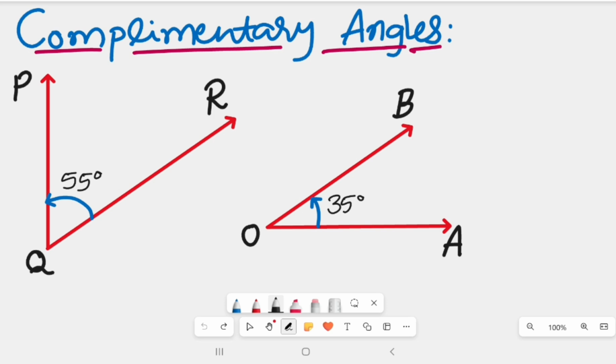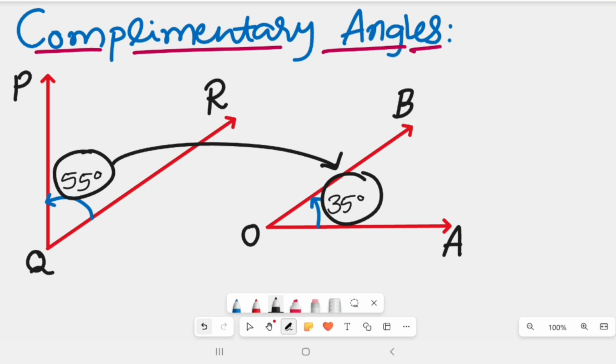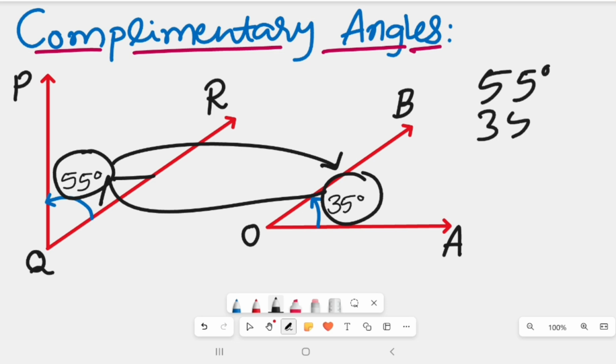PQR, that is the 55 degree angle, is complement to the angle AOB, that is the 35 degree angle. Also the 35 degree angle is complement to the 55 degree angle. That is because 55 degrees plus 35 degrees is equal to 90 degrees. Alright. So the sum of two angles adds up to how much? 90 degrees. So this is the concept of complementary angles.